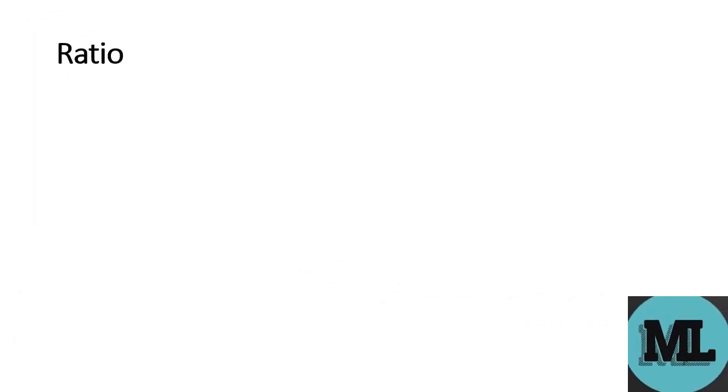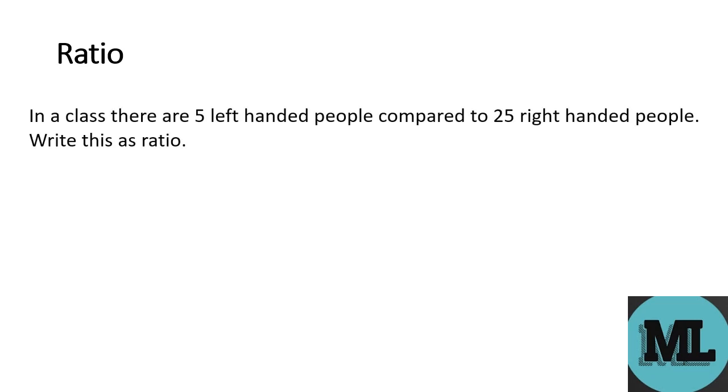So here we have a very simple question about ratio. In a class there are 5 left-handed people compared to 25 right-handed people. Write this as a ratio. To write this as a ratio, first of all, we write the 5, then we do 2 dots, then we write 25. So this is how you write a ratio.